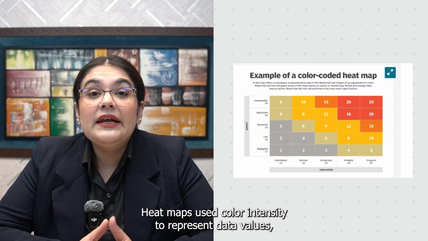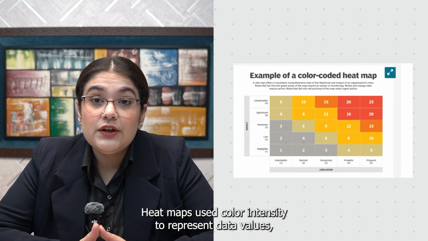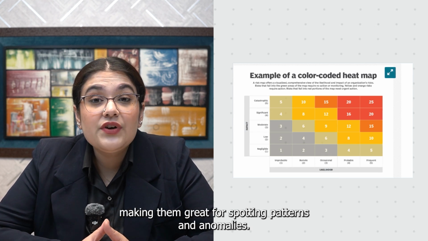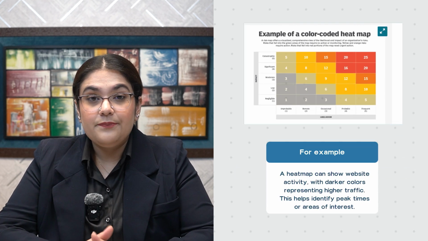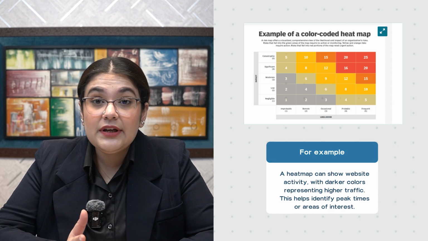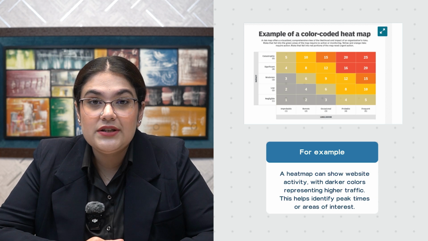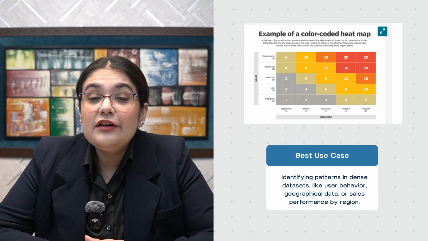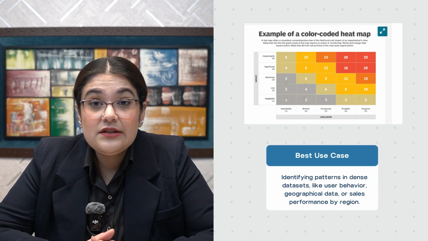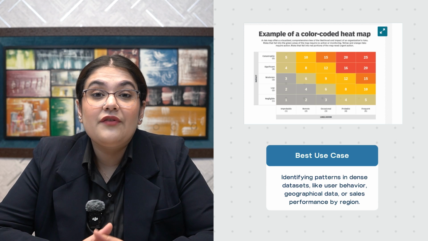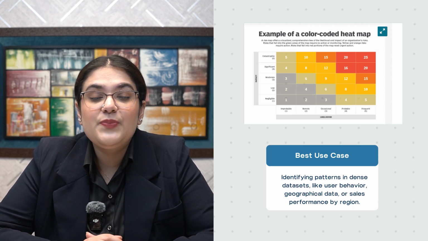Heat maps use color intensity to represent data values, making them great for spotting patterns and anomalies. For example, a heat map can show website activity with darker colors representing high traffic. This helps identify peak times or areas of interest. Best use case: identifying patterns in dense datasets like user behavior, geographic data, or sales performance by region.